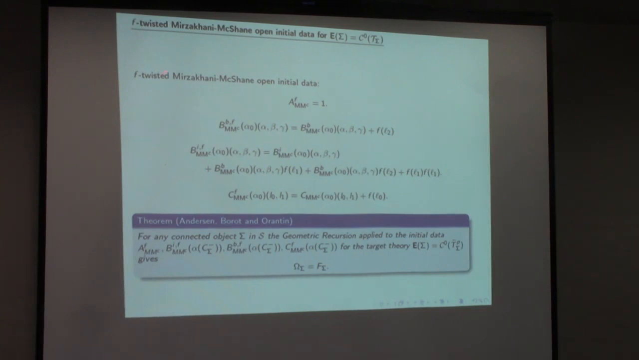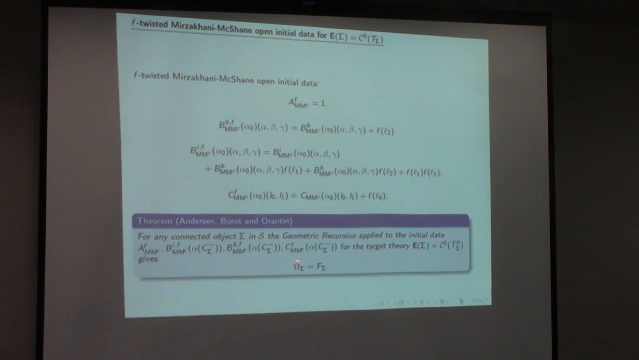So this is F-twisted Mirzakhani-McShane open initial data. No change on A. B with an F on it is just the Mirzakhani-McShane open B plus F of the length. And the interior guy is a little bit more complicated, so it's the I from our identity from before, Mirzakhani-McShane in the open case, and then the B for that multiplied by the two Fs of the two boundaries. Remember, this B here is where there are two edges of a triangle that's interior to the surface. And then there's again the product we saw from before, and then the cylinder guy behaves like this. And then the theorem is, if you run the open geometric recursion on this initial data, you get this guy.